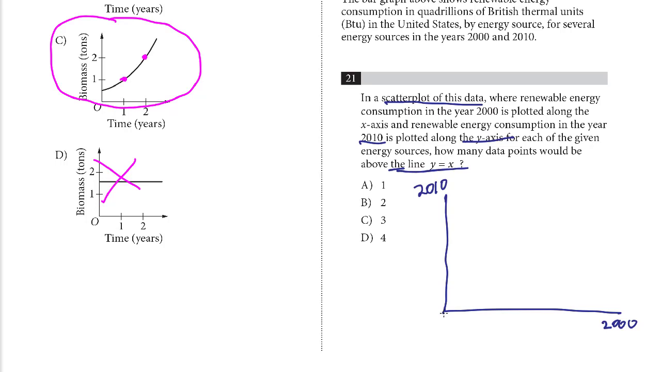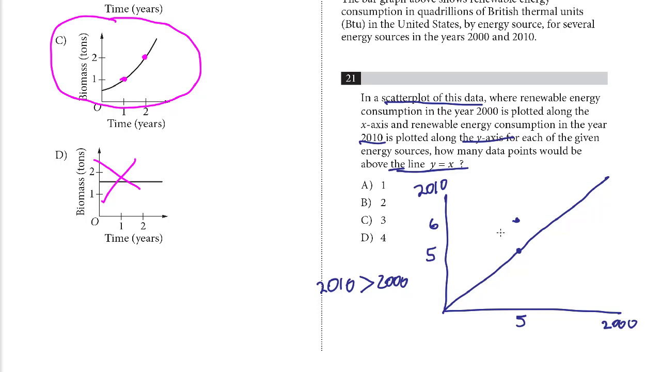So y equals x would literally be a 45-degree line there. And if 2000, say that were 5 and that were 5, if they equaled each other and the amount used did not change, we'd be right on the y equals x line. If the amount in 2010 is greater than 2000, then we're going to be above the line. I might be at, say, 6 in 2010 when 2000 was 5. So if our bar chart increases in 2010, I'm going to be above the line.